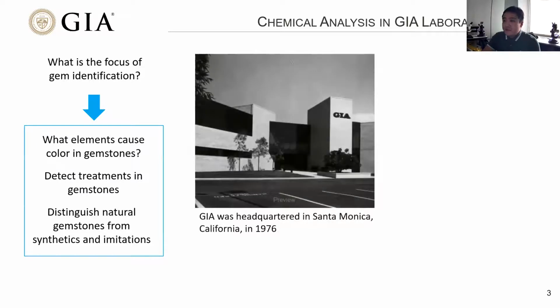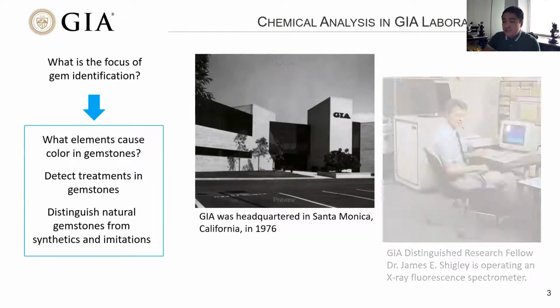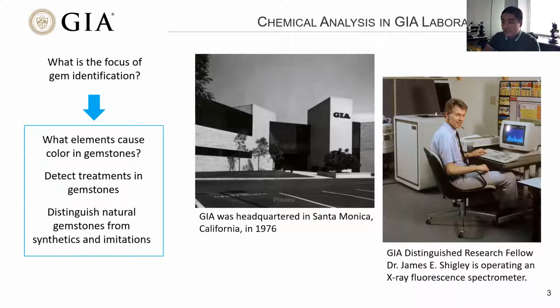This is a photo of GIA's headquarters in Santa Monica, California in 1976. The scale of the laboratory was gradually expanded. GIA Distinguished Research Fellow Dr. James Shigley is operating an X-ray fluorescence spectrometer. For example, in ruby filled with high-lead glass, the presence of lead in the filler can be accurately measured by this instrument.